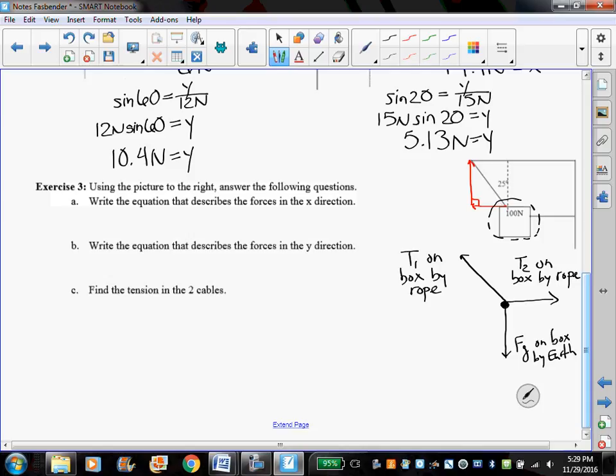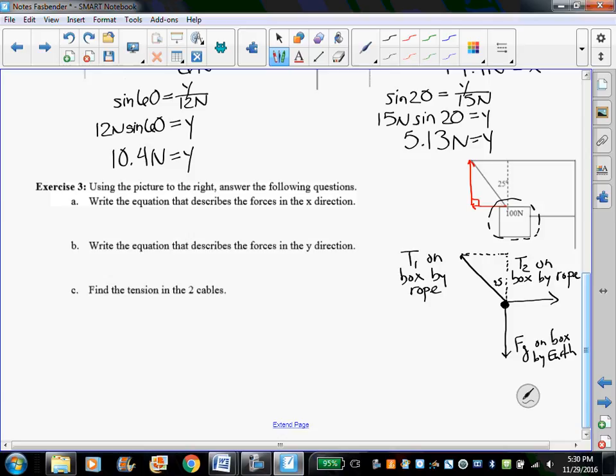Now, we see that T2 is pulling us to the left and T1 is pulling us to the right. How much is T1 pulling us to the right? Well, what we can do is create a nice little right triangle to help us see how much T1 is pulling to the right. So this is 25 degrees right there. They told us that in the problem.